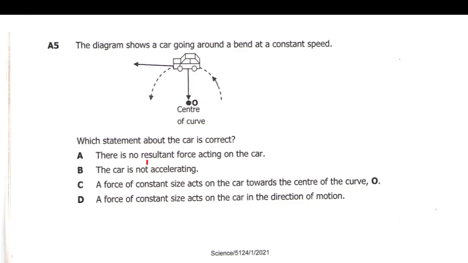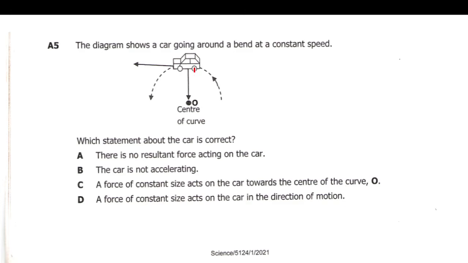A, there is no resultant force acting on the car. B, the car is not accelerating. Then C, a force of constant size acts on the car towards the center of the curve. Or then D, a force of constant size acts on the car in the direction of motion.